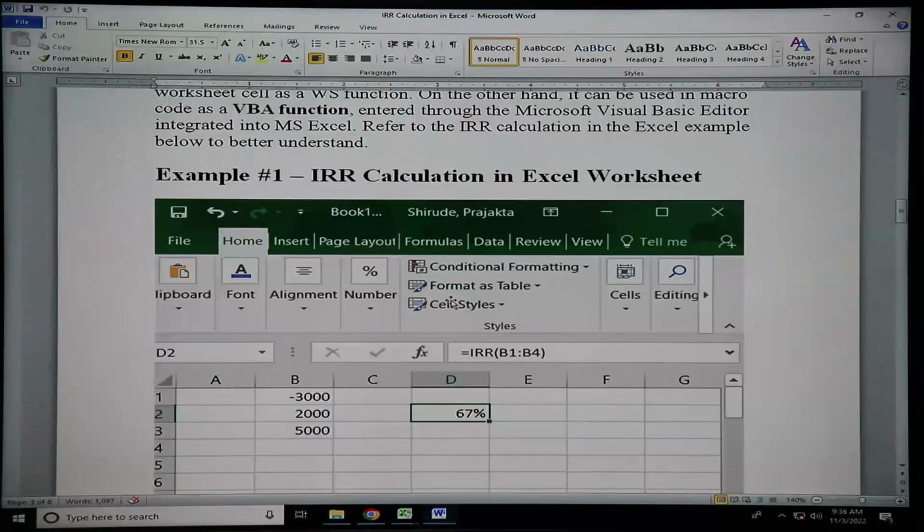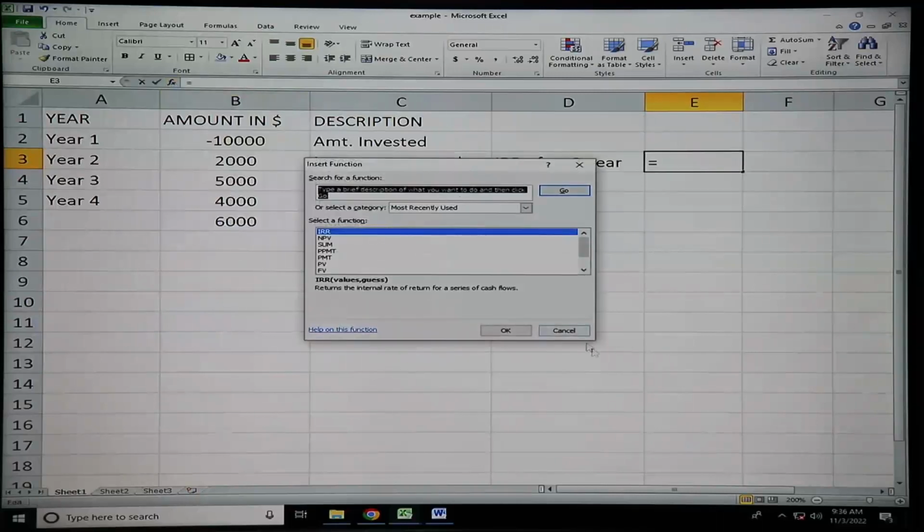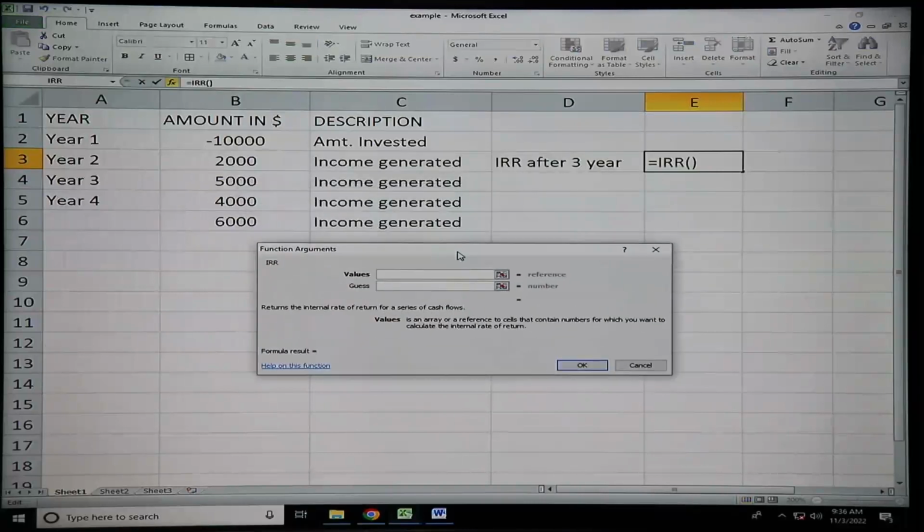When you insert these, then our function will be like this. So we start with this one here, and we insert the function IRR. Then you select the function, click OK. It will ask you for the value. The amount invested is this amount here.